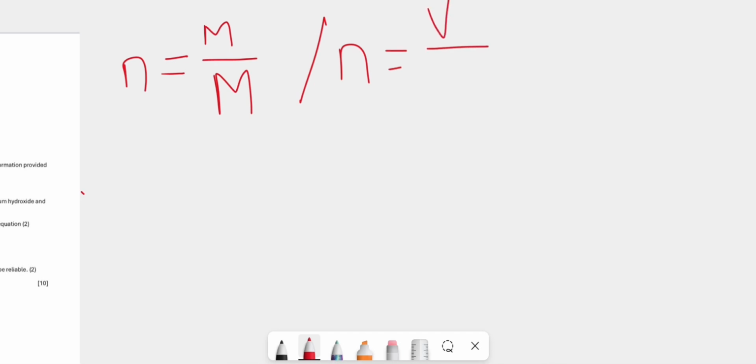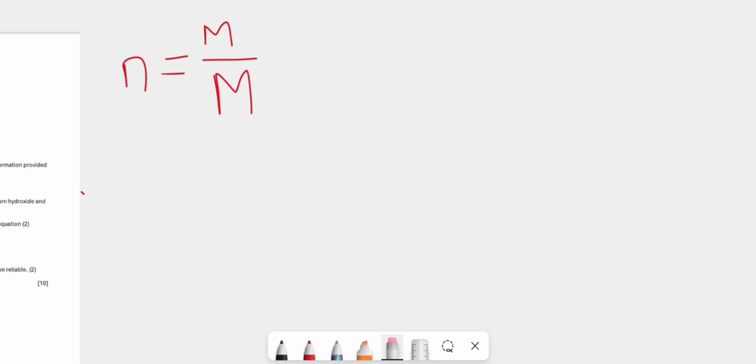The first formula we have is n equals m, small m, over big M. The other one we have is n equals V over Vm, molar volume. Now, because we're not working with volume, we don't have a volume, we don't know if it's at STP or whatever, we are going to cancel out this equation. So we're not going to use this one at all for this instance. Instead, we're going to use this one.